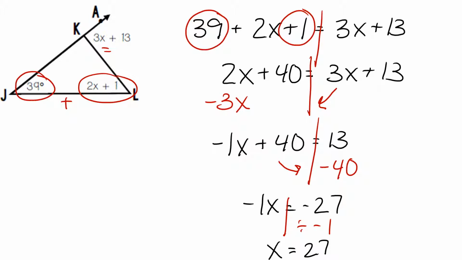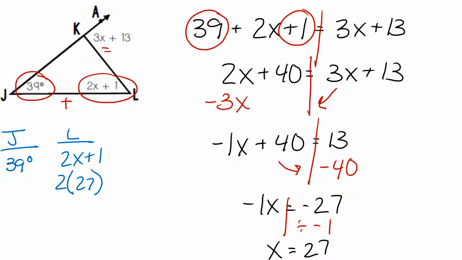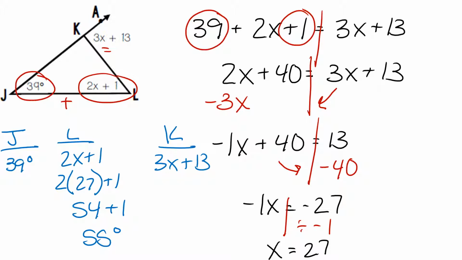Now we have to take that x equals answer and plug it back into each equation in order to solve for our angle measures. For angle J, it's already listed at 39 degrees. Angle L, 2x plus 1, we take our answer, 2 times 27 plus 1. 2 times 27 is going to give us 54, plus 1 is going to give us 55 degrees. And the last angle, K, 3x plus 13, taking our answer 27 for the x value. 3 times 27 is 81, plus 13 is going to give us 94 degrees.